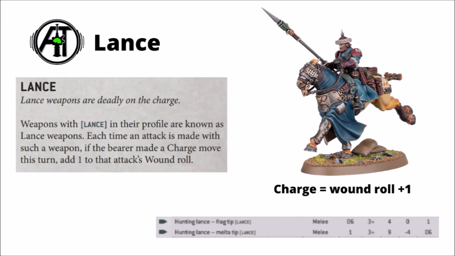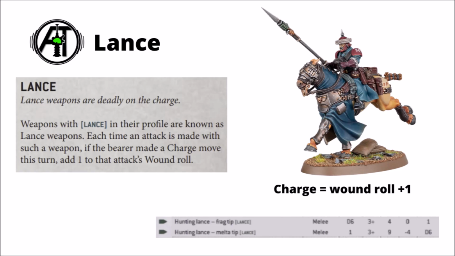Next up we've got the Lance rule, which is a purely close combat one. This one usually represents cavalry lances and things, but it can also be given out to other units that just hit extra hard on the charge. Basically with this one, if you're attacking in combat, if a unit has made a charge move in that turn, then you get to add +1 to the wound roll. A nice positive modifier here that again will really allow you to punch up hard against tough units.